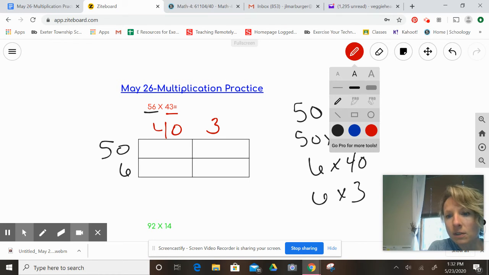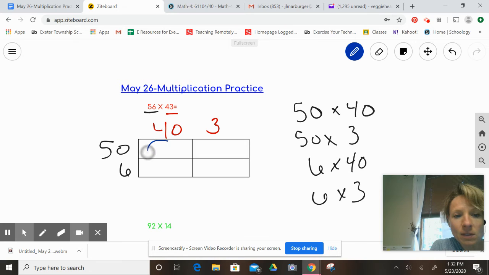So the last step is to create our number sentences and then solve them. So for inside of this rectangle right here, we're going to take the 40 in that column and the 50 in this row. So 40 times 50, that would be, do you know? That's 200.